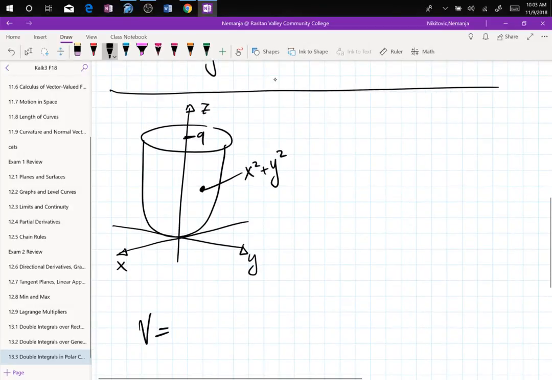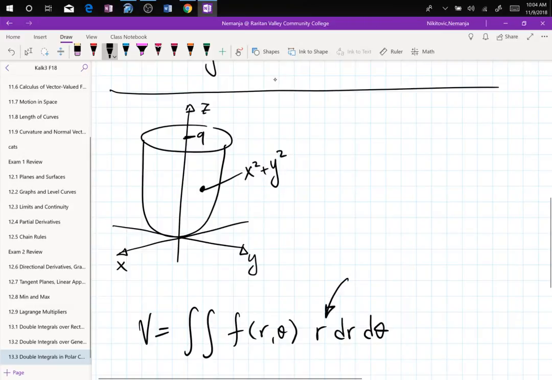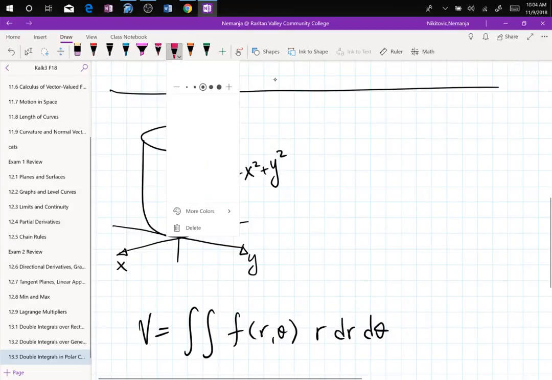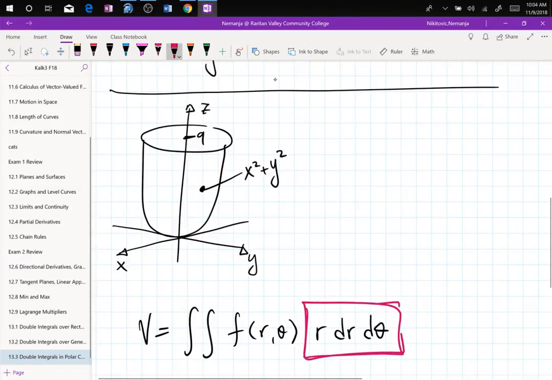So the volume is going to be given by the double integral of the function given in r theta, and then we have this string that is the same string you guys have in polar coordinates, which is r dr d theta. So this r over here is, in some cases, a grade killer, so make sure that you have this as a unit. This is a unit, right? A block. Just like you have dx dy, now you have r dr d theta.